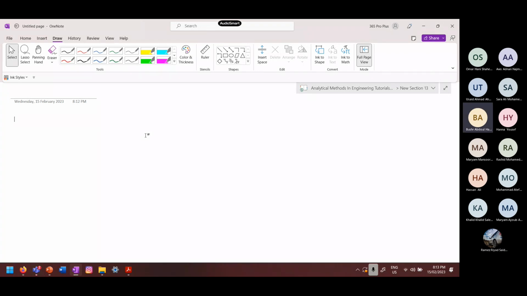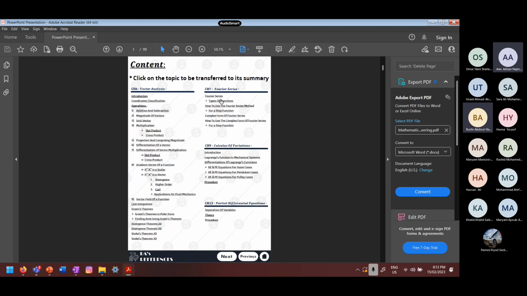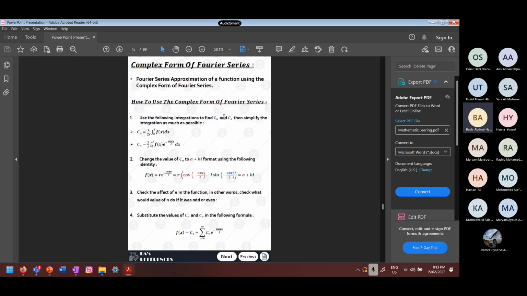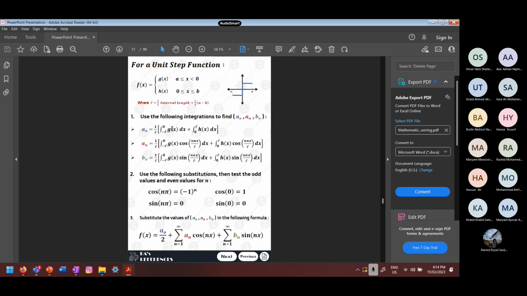Someone's asking about the 1 over 2L interval, which sometimes comes up in the question. 1 over 2L is only used in the complex form of the Fourier series. You don't need to use it here in these.